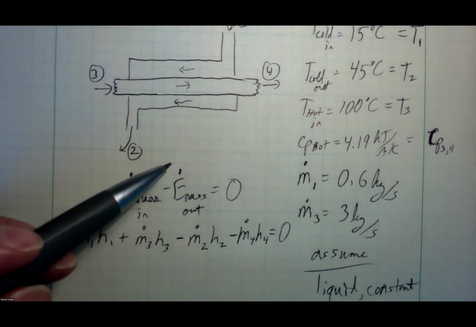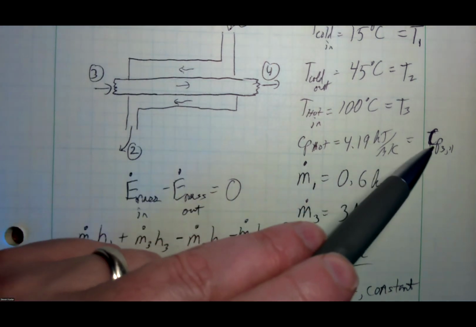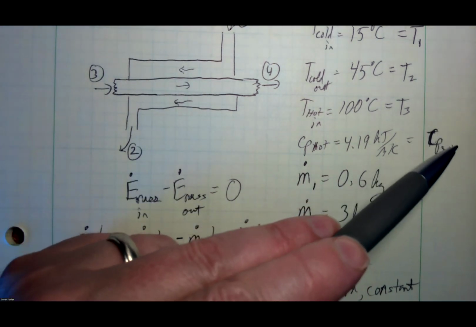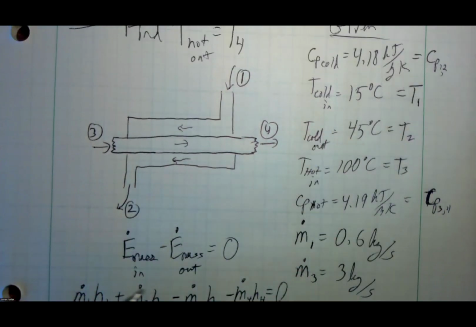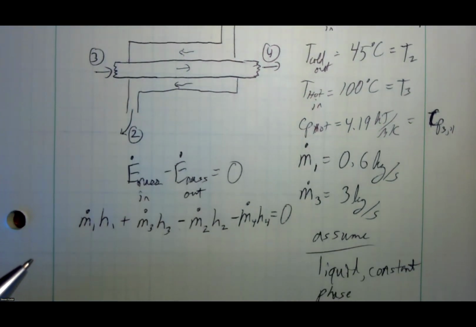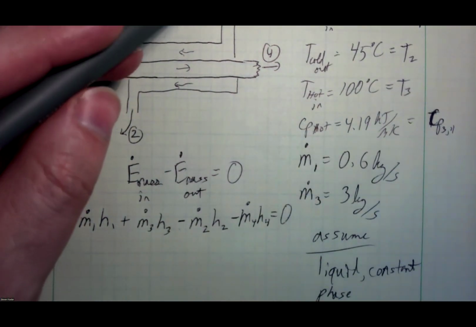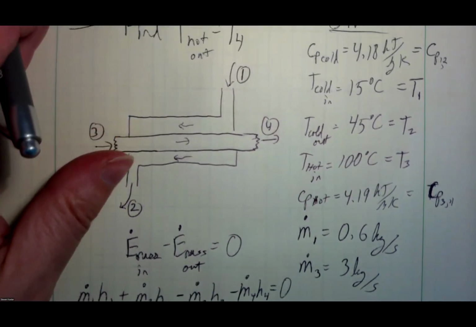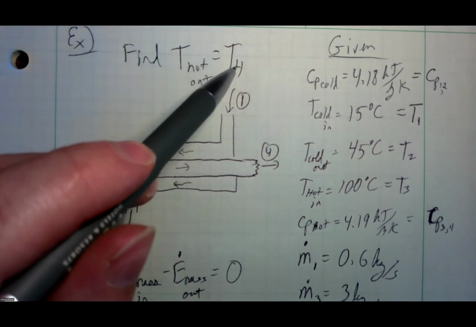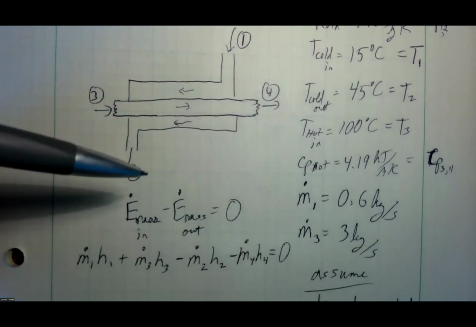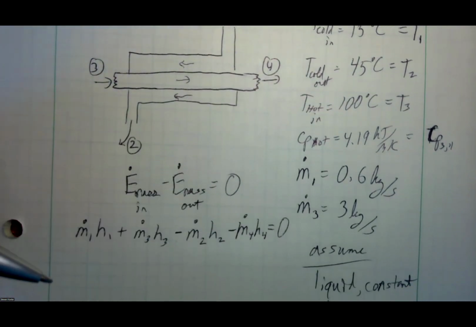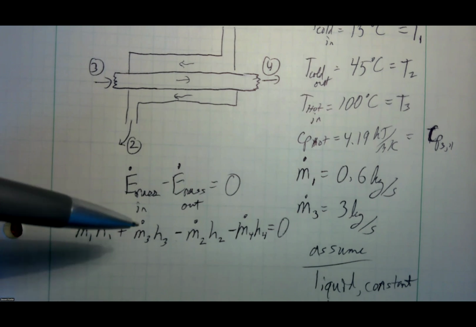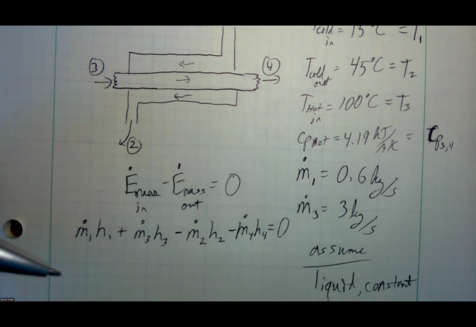And the good news is they gave us specific heat at 3 and 4, and they gave us specific heat at 1 and 2 for the hot and the cold stream. Now, if we collect the information again, I'm looking for T4, and I know specific heat is going to allow me to relate the enthalpies to the temperatures. So I think I can convert these enthalpies to temperatures using specific heats.